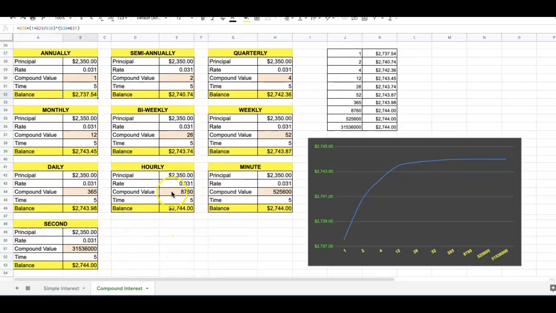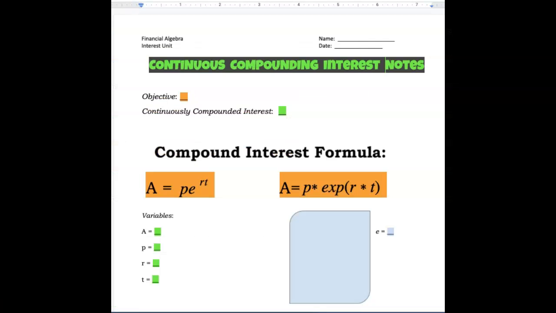So keep this file open that we had from earlier in the week, because we're going to add a third tab in a little bit. We're going to come back to this and add a continuous compounding interest tab. But for now, we're going to go over to the notes. So again, you could write these out and upload a picture of them, or use this file and type along with me and then upload the file. Either way. So, continuous compounding interest notes.